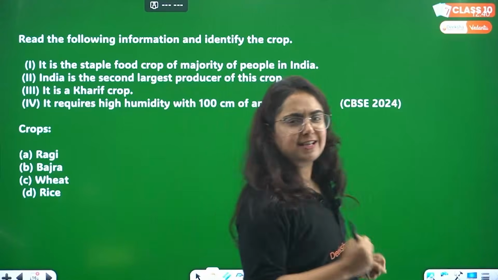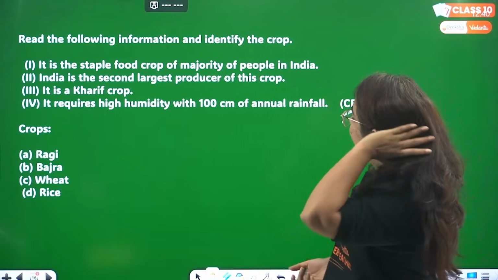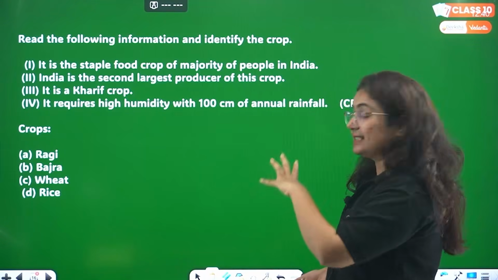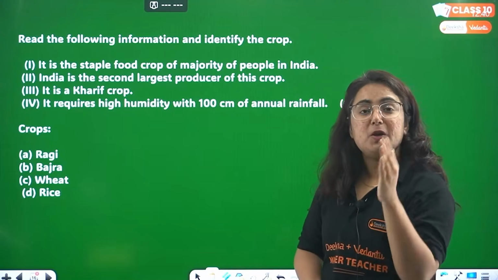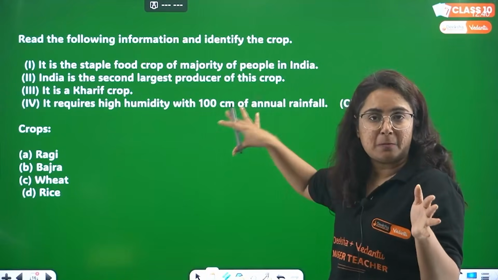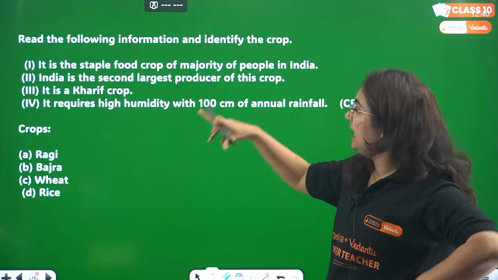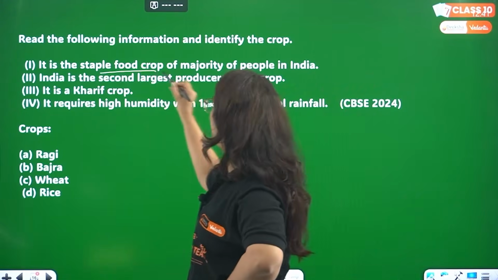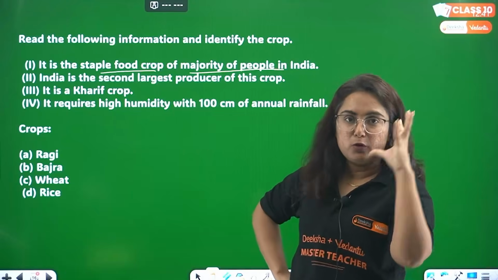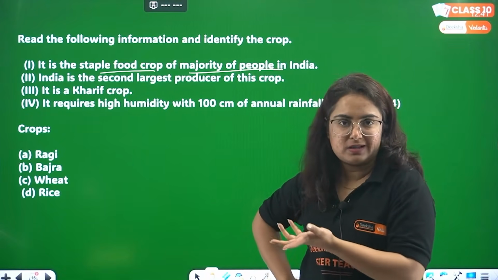Let's enjoy that sound. Coming to the question related to rice: read the following information and identify the crop. See, why am I adding the questions? Because you can understand the type of question that comes. The framework of the question is statement based. First, it is the staple food of the majority of people in India. By this statement, you can get confused between paddy as well as wheat, because wheat is also one of the staple foods.